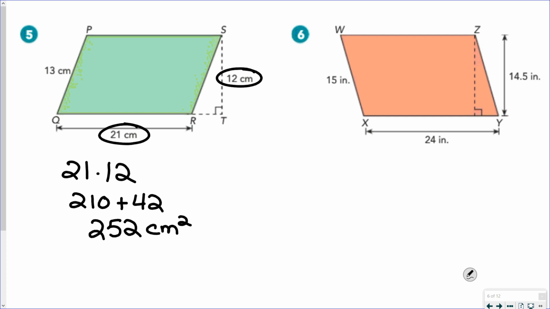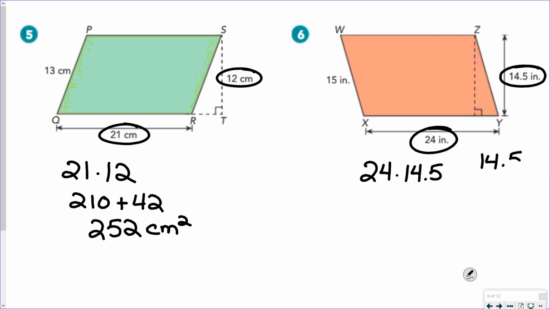For number 6, again, you want to identify a base and a height. So our base, we're going to use 24. And then our height, we can either use 15 or 14.5. 14.5 is the one that goes straight up and down. So we'll use that as our height. So you take 24 times 14.5. And again, if needed, if you have to do the work, that is perfectly fine.